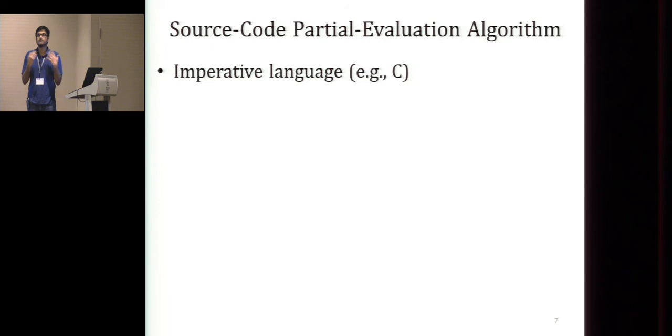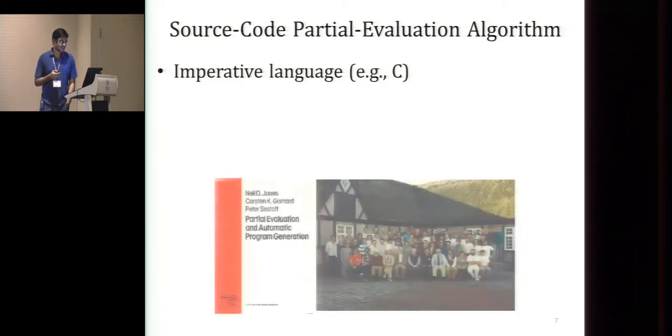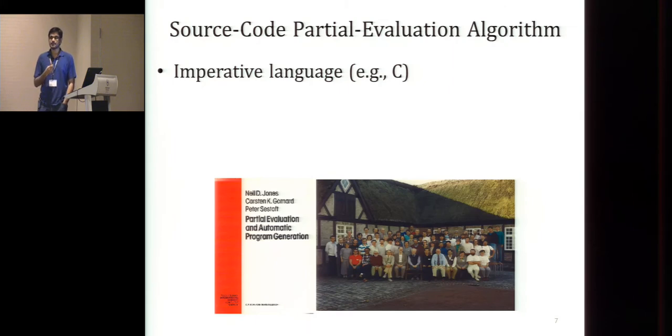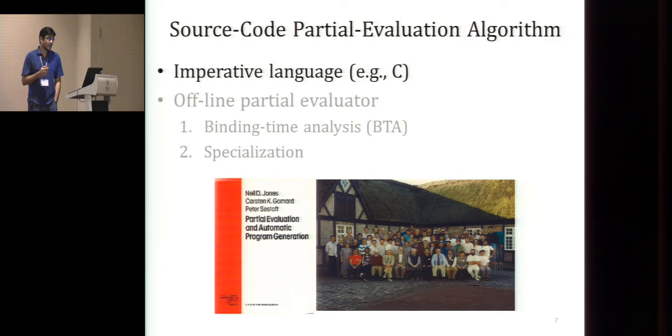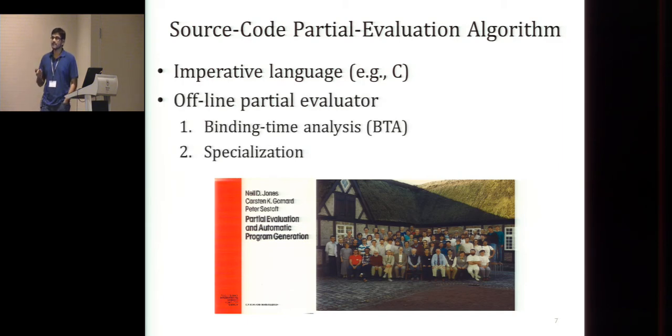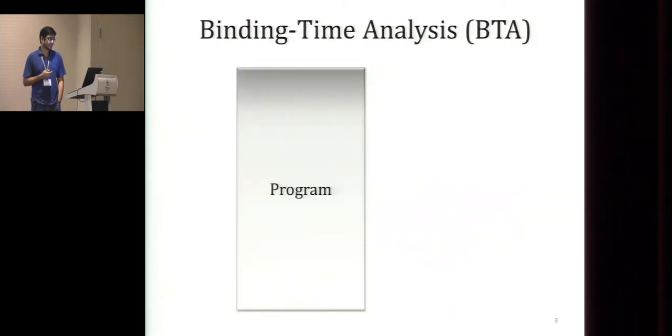Now, before I present Viper's algorithm, let me briefly describe the design of a source code partial evaluator for an imperative language such as C. What I'm about to describe to you in the upcoming slides is a summary of the work done by Neil Jones and the Danish School of Partial Evaluation. Most partial evaluators are offline, that is, they work in two phases, binding time analysis or BTA, followed by specialization.